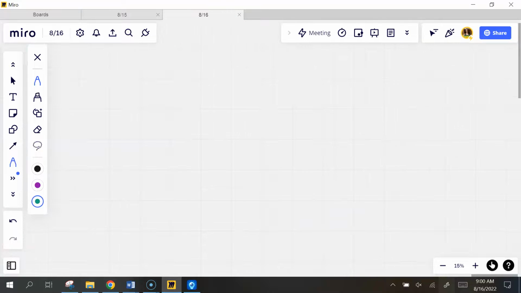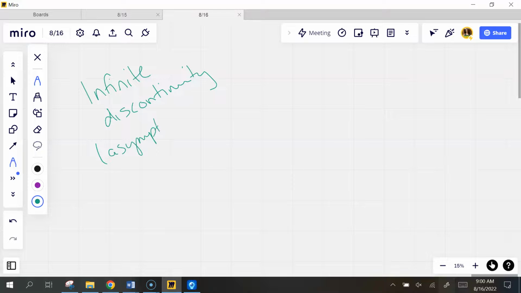Let's talk about non-removables. You said an asymptote, which we will also call, what type of discontinuity do we call an asymptote? Non-removable, we call it an infinite discontinuity.